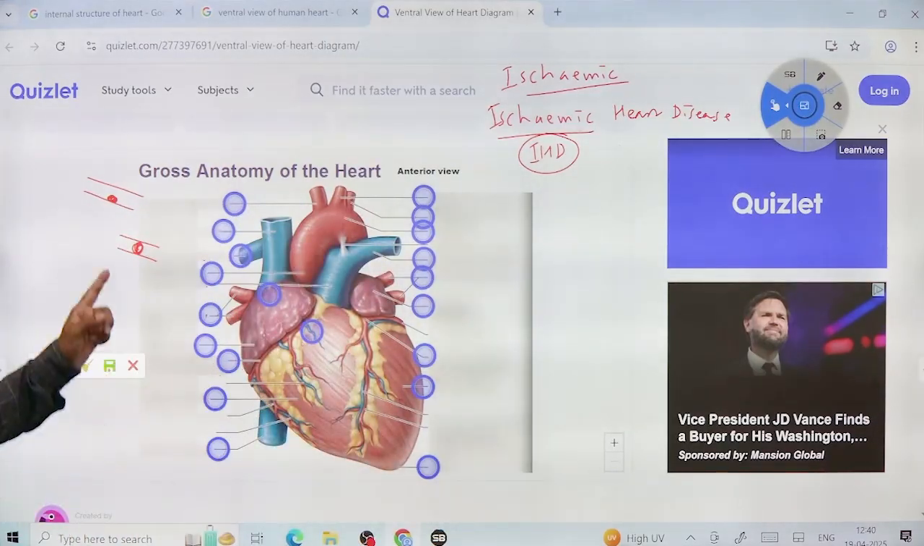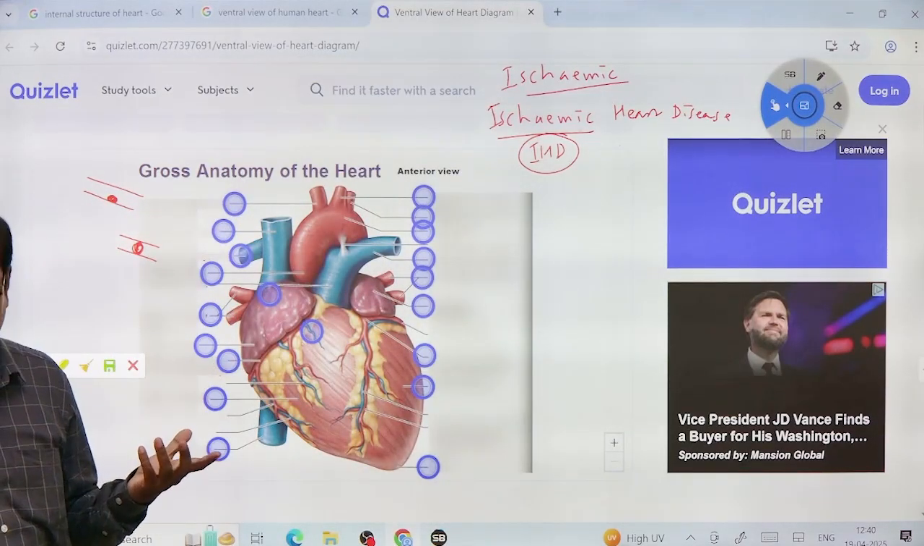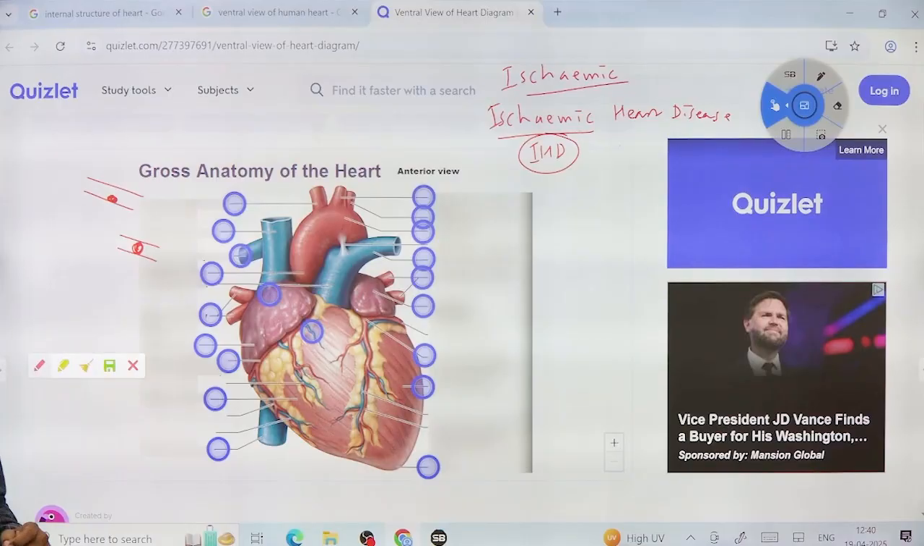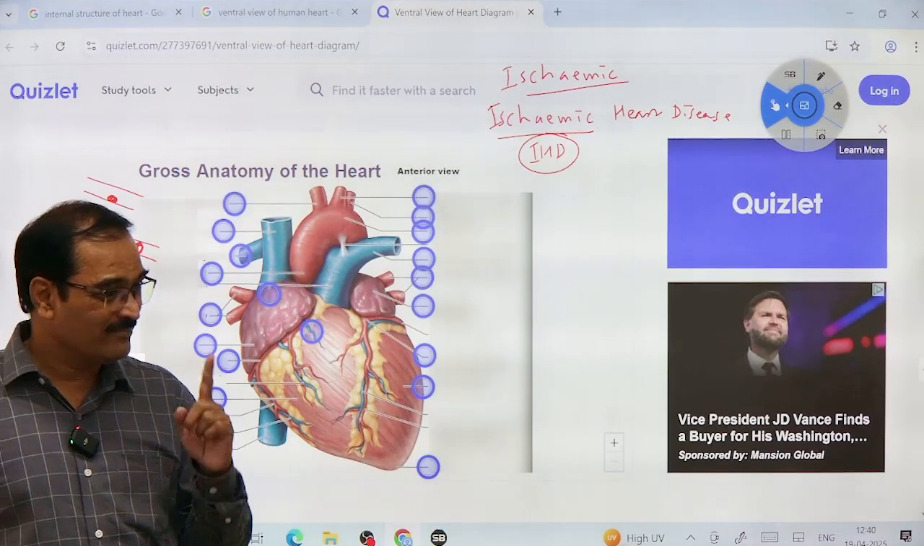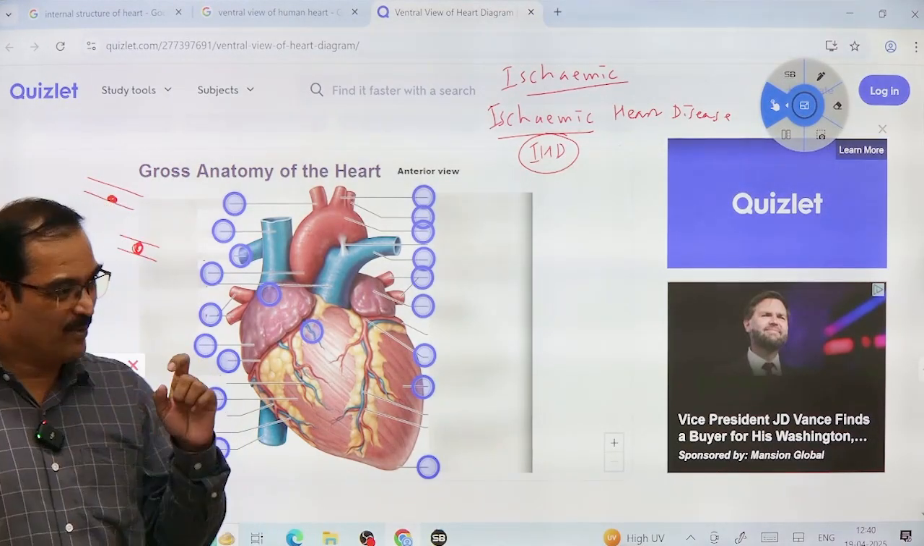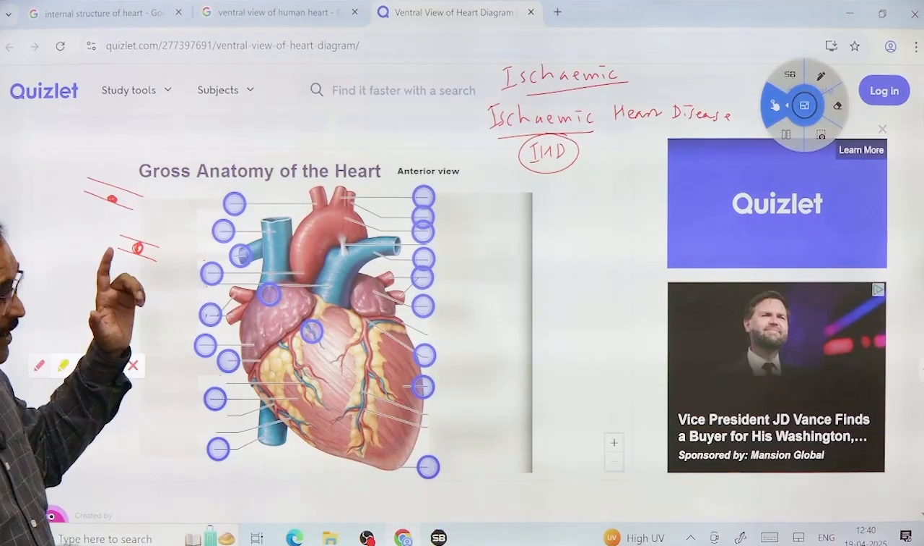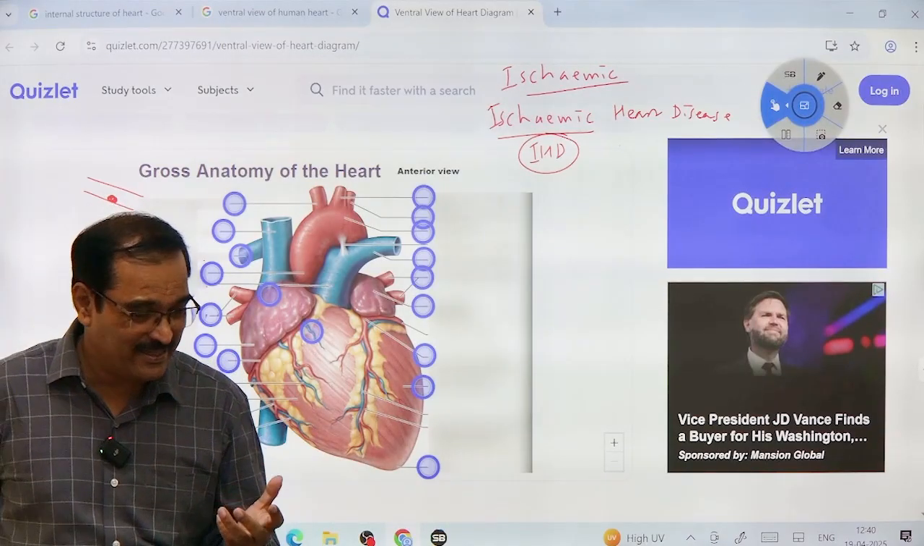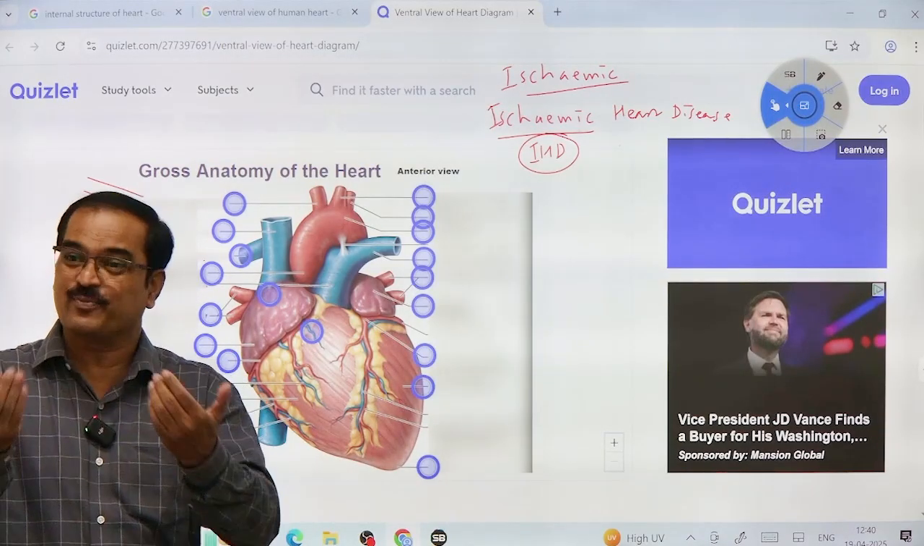So once again, if there is a complete block, it is a heart attack. If there is a partial block, then the person suffers from chest pain, particularly during exertion. Again, the patient explains like this: when the patient takes rest, the chest pain decreases.